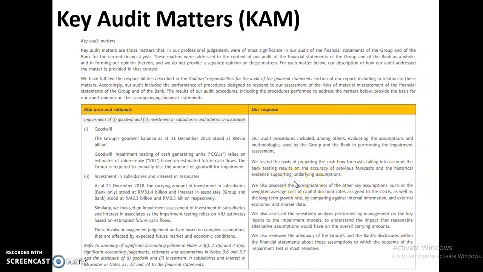So this is a very normal paragraph, which has been in effect since a few years back, since the government feels that there are certain areas that need to be highlighted to the shareholders. So the auditors, the audit firm, has to be alert on the key audit matters, and they need to raise this in the report as well.